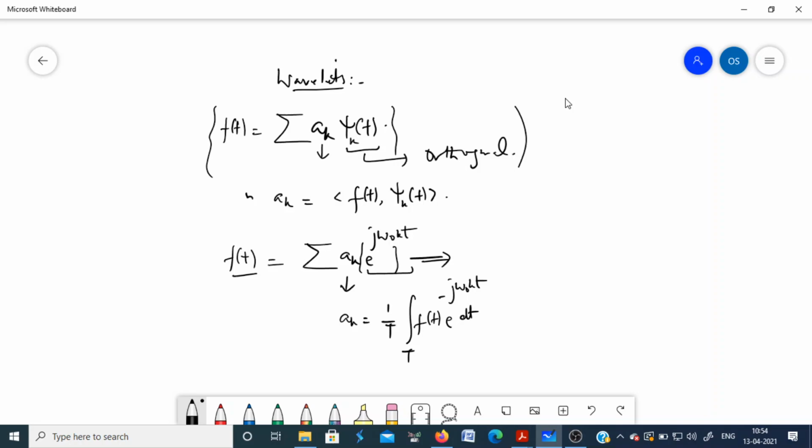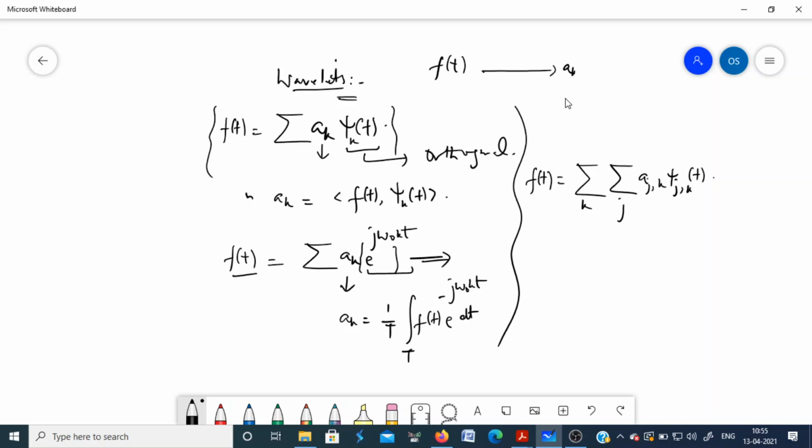And then we have extended this equation to wavelets, where we decompose a function f of t in terms of wavelets. In that case it is a two parameter system, j and k, so a_jk psi_jk of t. Where the Fourier series maps a one-dimensional function f of t into a series of coefficients a_k.